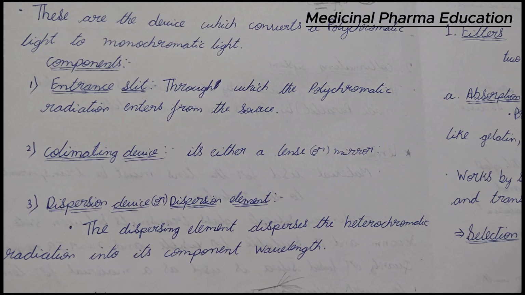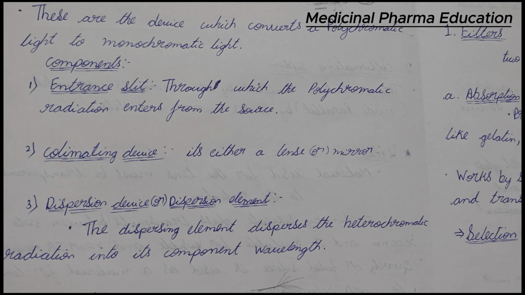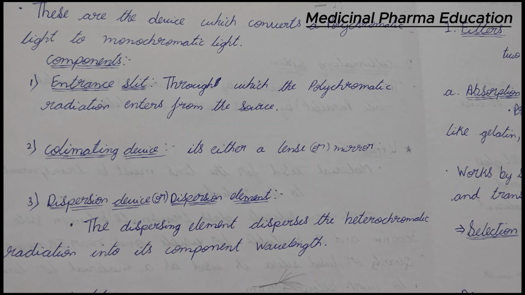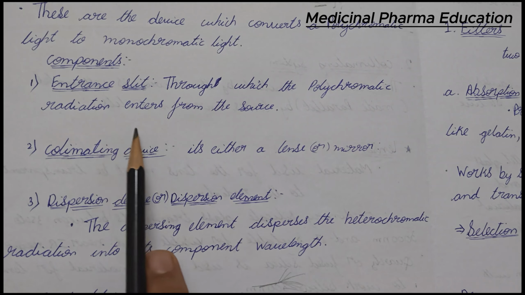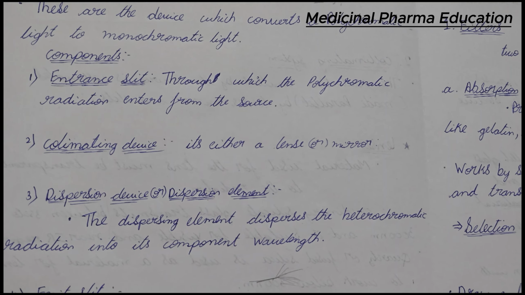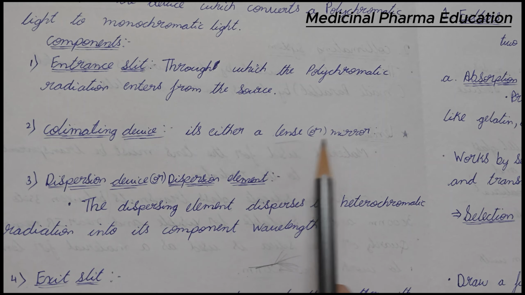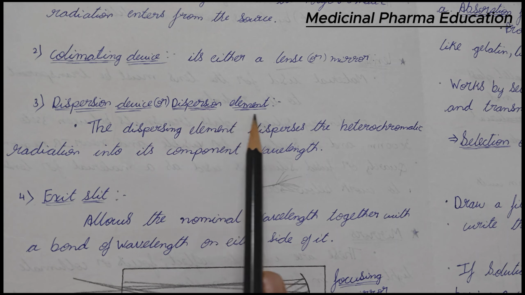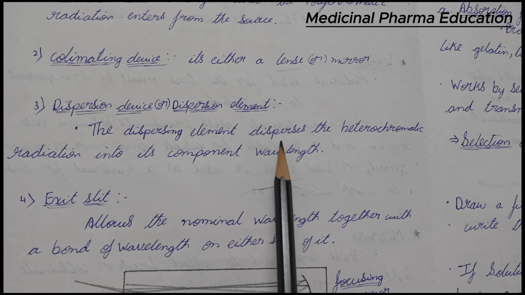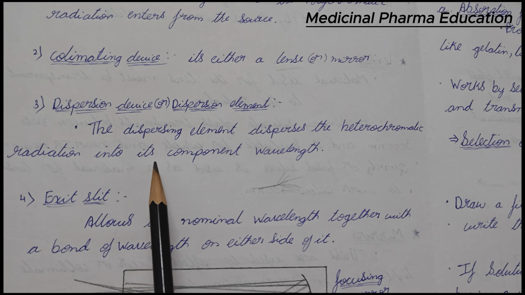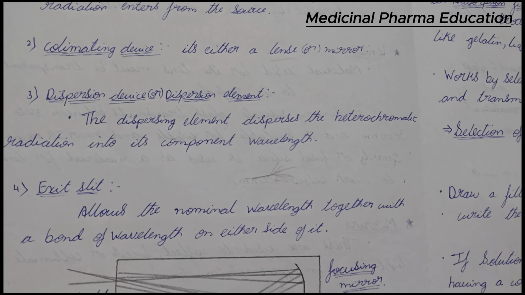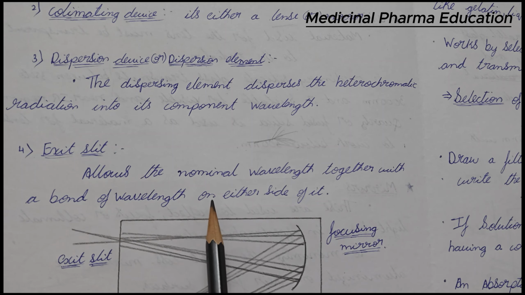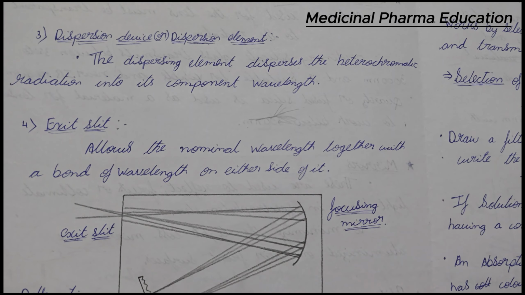And here you can see the parts for the conversion of polychromatic light to monochromatic light. First, the entrance slit, through which the polychromatic radiation enters from the source. Collimating system, it can be either lens or mirror. Next, dispersion device or dispersion element. The dispersion element disperses the heterochromatic radiation into the component wavelengths. Next, the exit slit allows the desired wavelength together with a band of wavelengths on either side of it. It is nothing but the light that is emitted.